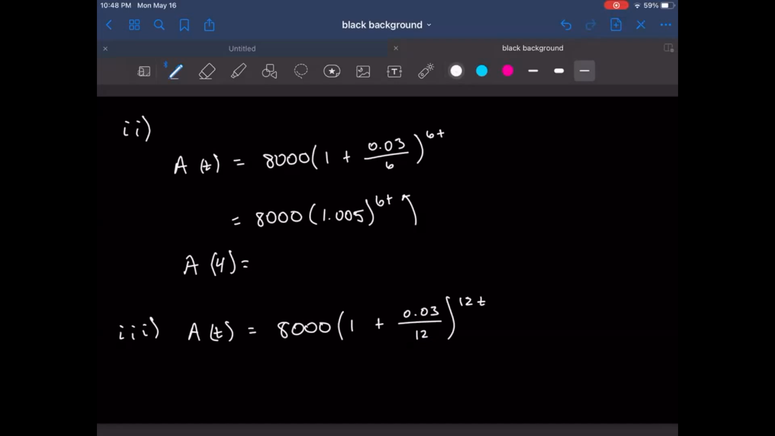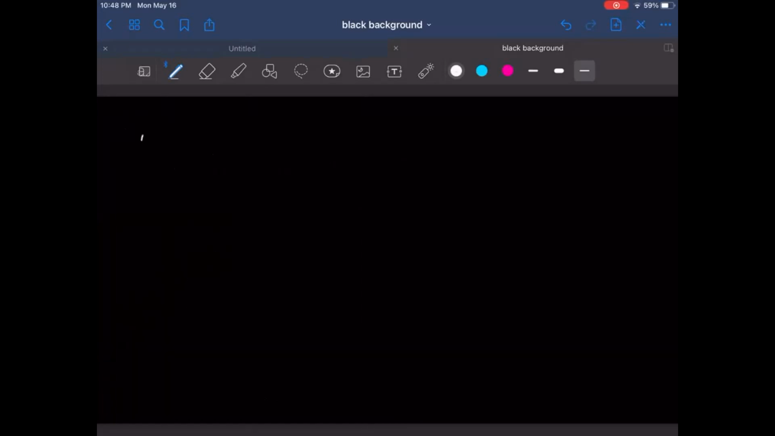That's the formula without plugging in t. Remember, we're doing a function as a function of t, so we better have a t in there somewhere. Okay. They want A of 4. It's the same thing every time. Plug in t equals 4, right? Okay, what about the last one?